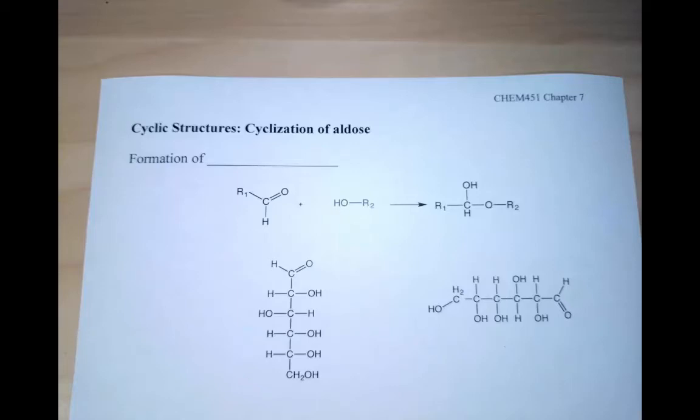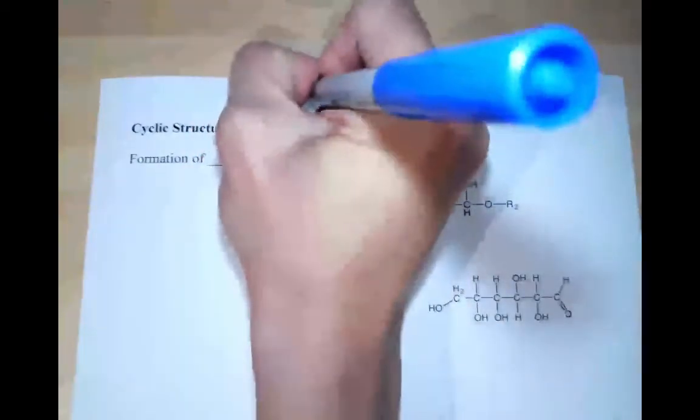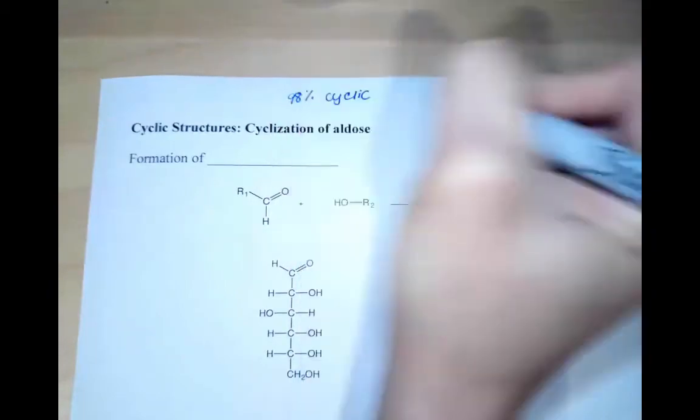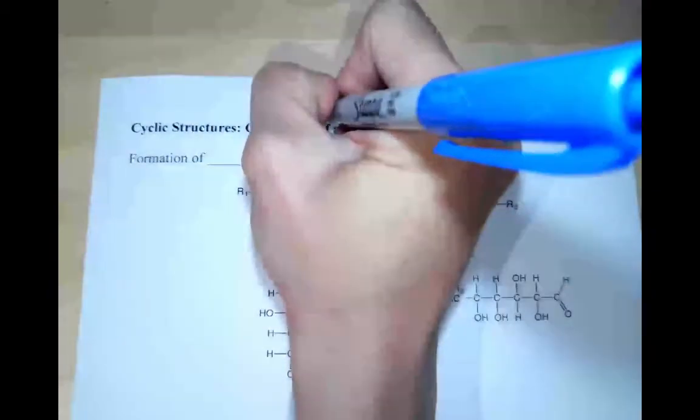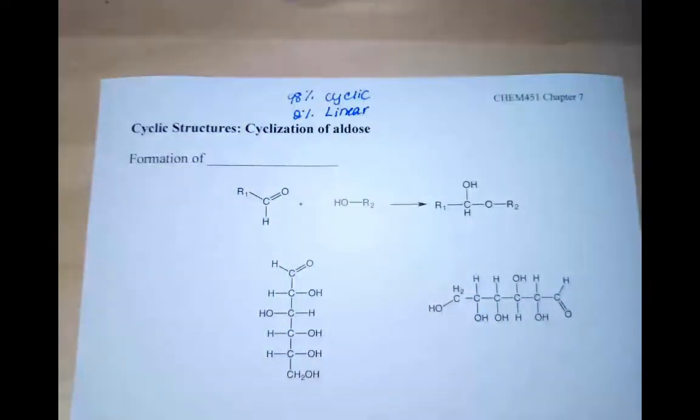So in class we went over the linear form of sugars. However, it's actually very relevant to talk about the cyclic form of sugars because it's the cyclic form of sugar that's the predominant form. So in solution, 98% of glucose is in the cyclic form, whereas 2% is in the linear form. So clearly the cyclic form is the much more favored form of sugar.